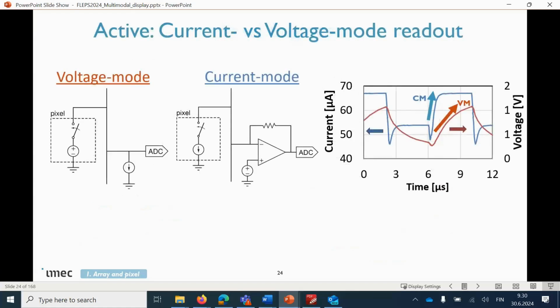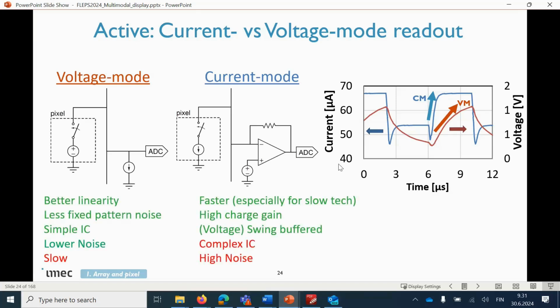There are two main pixel engines that you can do for active: what we call voltage mode and what we call current mode. The most obvious advantage of the current mode, and the difference between the two, is actually the speed. In current mode, you are much faster, which is very important, for example, for X-ray, where you want to decrease the exposure time. But there are other differences also, which I have listed here very briefly.